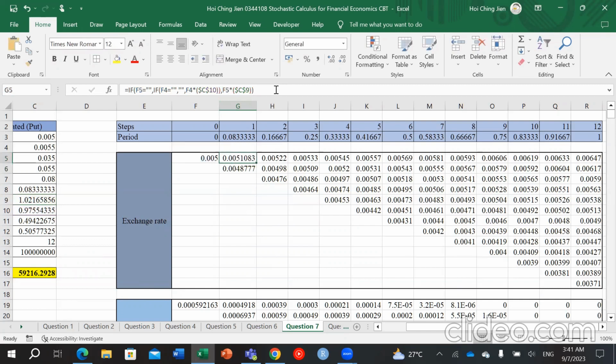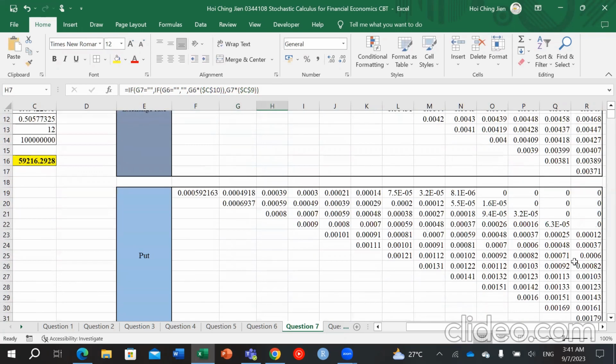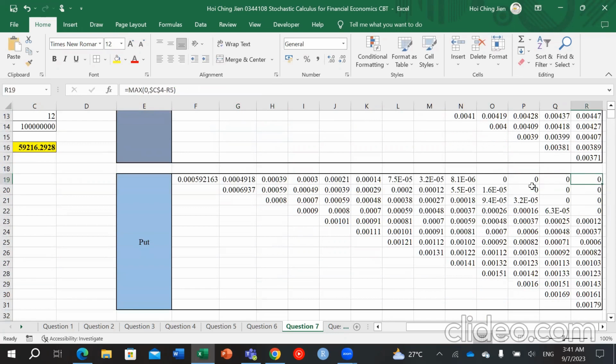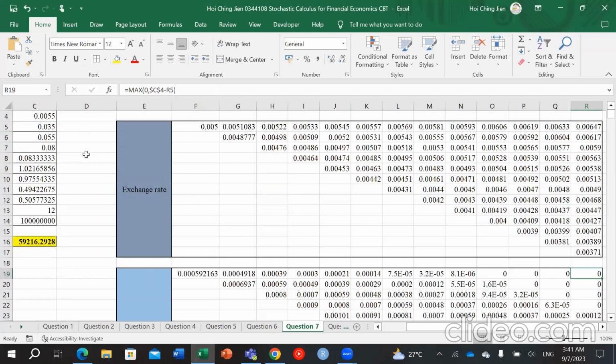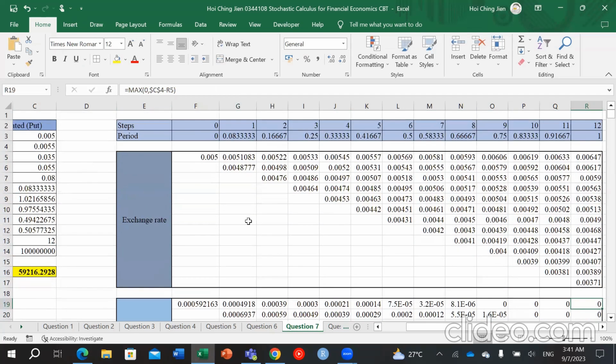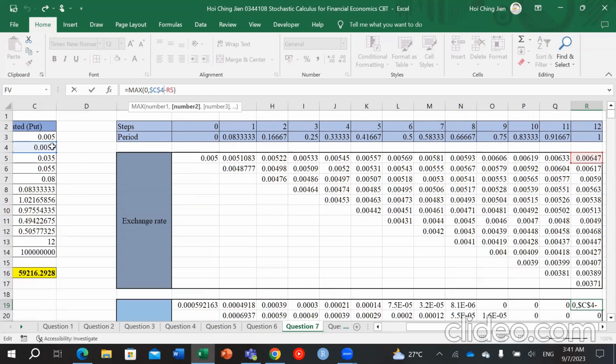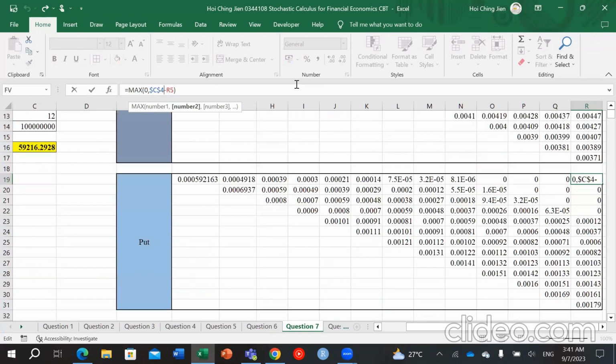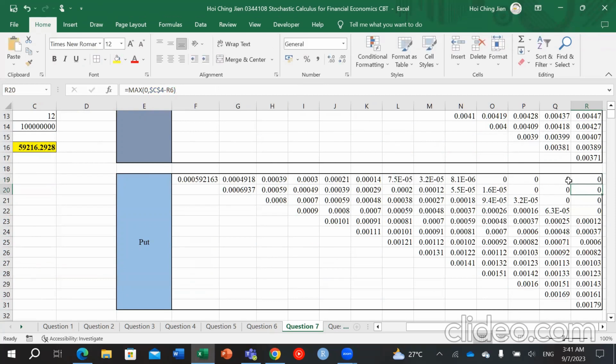So in this case, we got a U value, D value, and then we just drag until the last period. So for pound denominated, we have to do the put option. For the put option, the last column is the maximum of 0 and C4 minus R5. C4 is our K value, which is 0.0055, and R5 is the last column, first value, which is 0.00647 of our exchange rate. Since it can only be a positive value, we use the max function for the whole column.